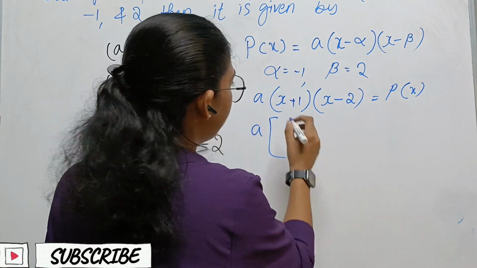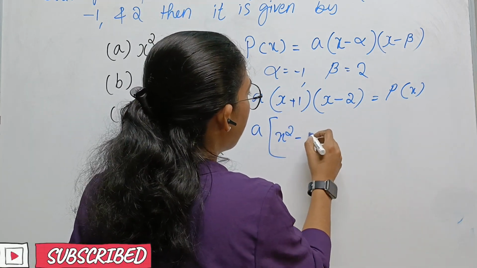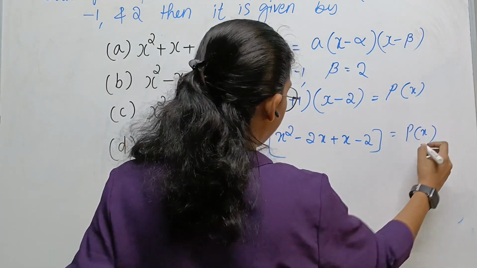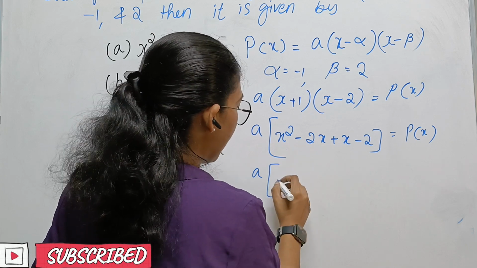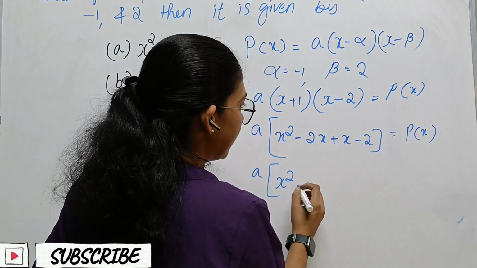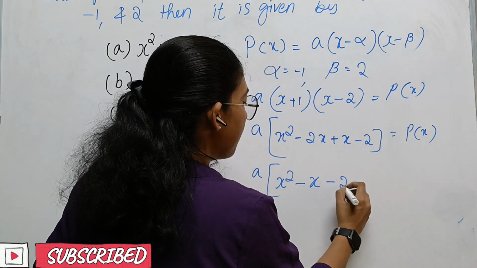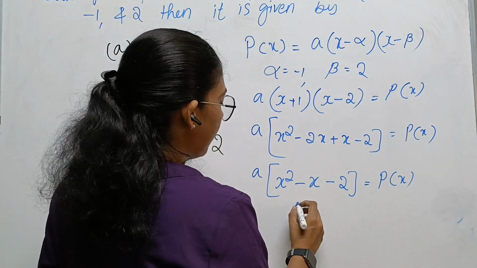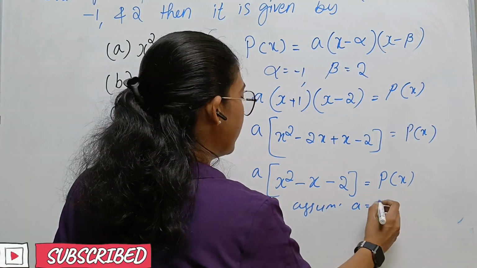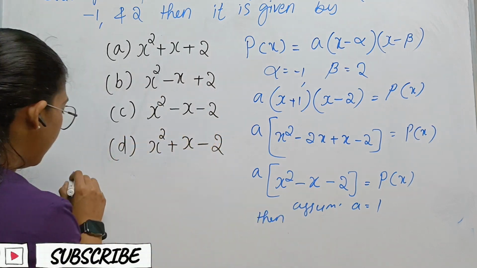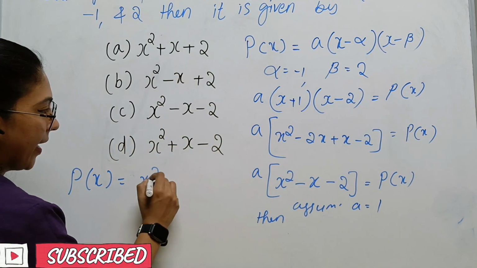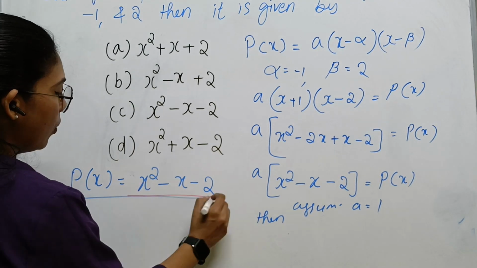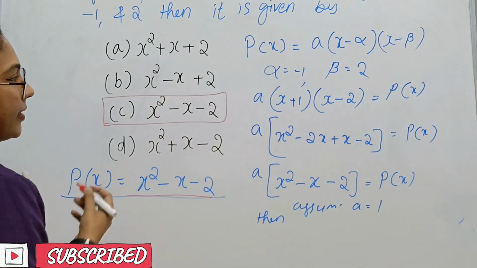Now let's expand it, that is a into x square minus 2x plus x minus 2 is equal to p of x. Then a into x square minus 2x plus x is minus x, then minus 2 which is equal to p of x. Now assuming a equal to 1, then p of x is equal to x square minus x minus 2. So which is the polynomial? Okay, so option C is the right answer.